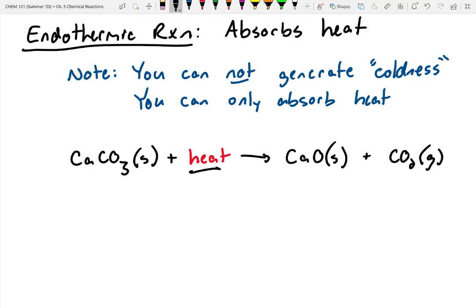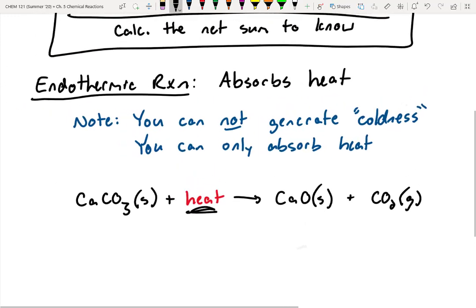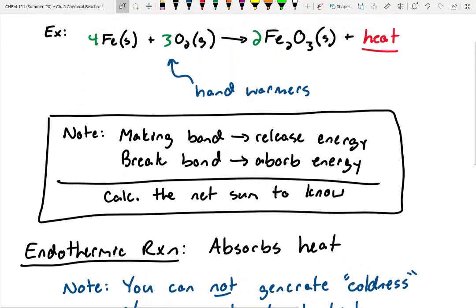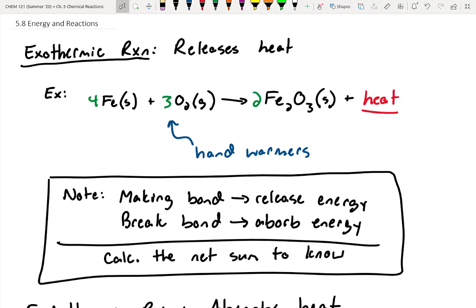So the main thing here is that we're getting heat on the reactant side, meaning we need it for the reaction to take place, whereas with an exothermic reaction, heat is a byproduct of the reaction.